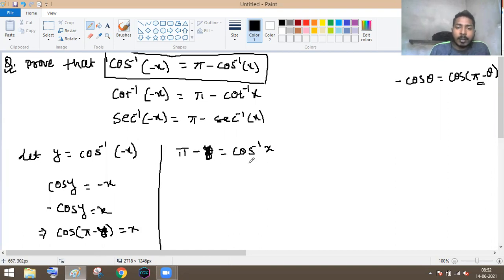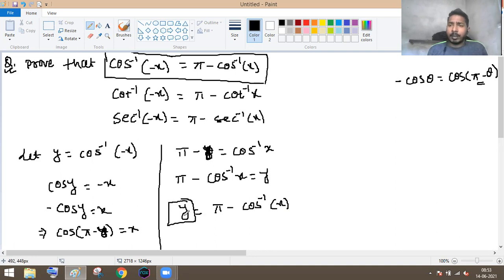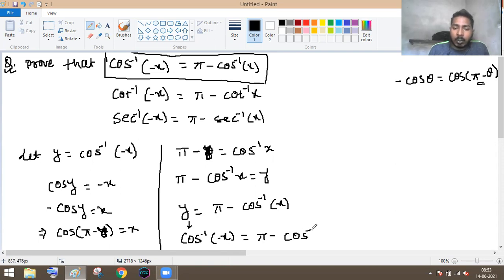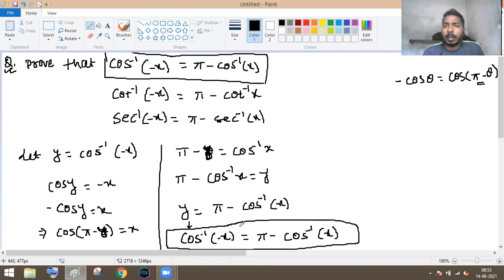Y here. Now take this cos this side. So pi minus cos inverse x is equal to y. So can we say that y equals pi minus cos inverse x? Now what is this equal to? Y equal to what? Cos inverse minus x. Exactly. So cos inverse minus x we assumed here. So we can write y equal to cos inverse minus x, and that will be equal to pi minus cos inverse x. So this is the proof of your first problem. Got this point?